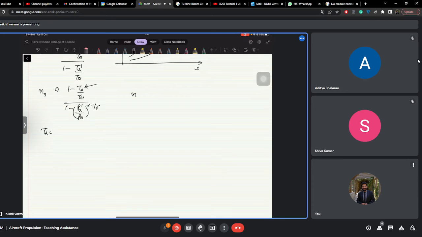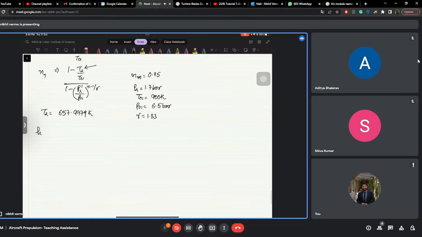The efficiency is given as 95% and P2 is given as 1.7 bar. T naught 1 is 900 Kelvin, P naught 1 is 6.5 bar, and gamma is given as 1.33. If you substitute all those parameters in this equation, you will get T2 as 657.9779 Kelvin.